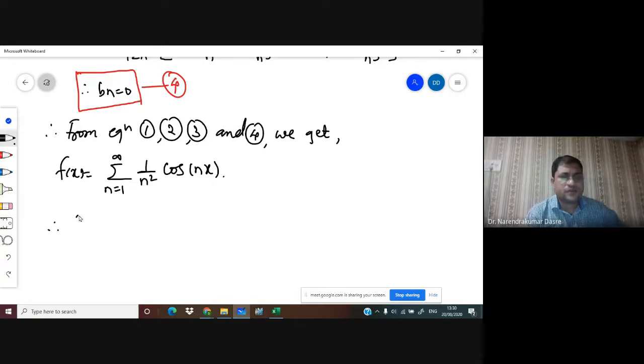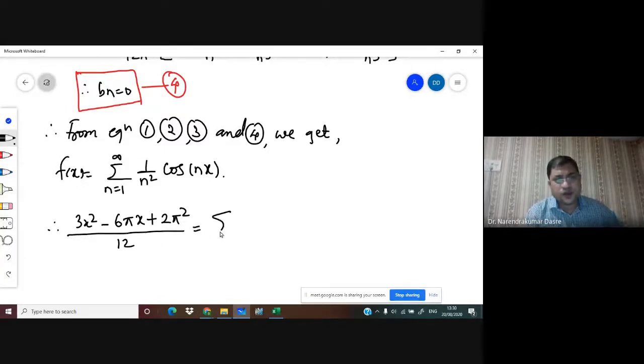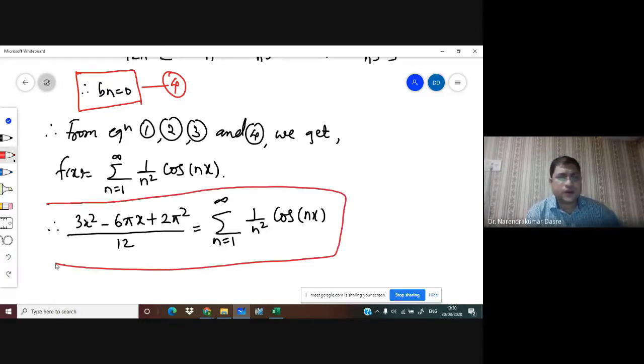so we got here 3x square minus 6 pi x plus pi square by 12 equal to summation, running from 1 to infinity 1 upon n square cos of, so this way we are able to get the Fourier series of the given function in the interval 0 to 2.